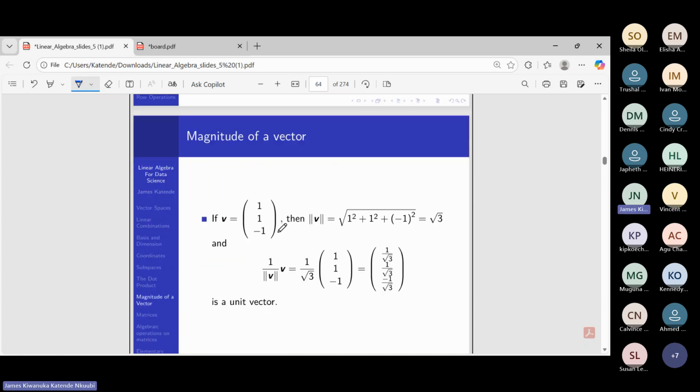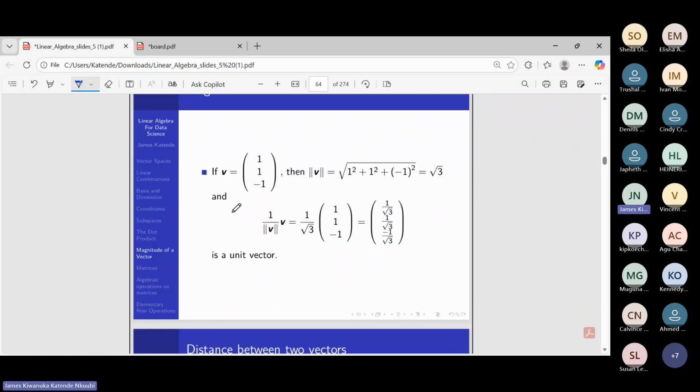So here is an example of anytime you have a vector and you want to convert it into a unit vector. It will not be the same vector, it will be a different vector, but it will be in the same direction with a magnitude of 1. So we do the same, get the dot product of V with itself. Turns out to be the square root of 3. And if you want to convert V into a unit vector, simply multiply it by 1 over its magnitude. So 1 over root 3 multiplied by this.